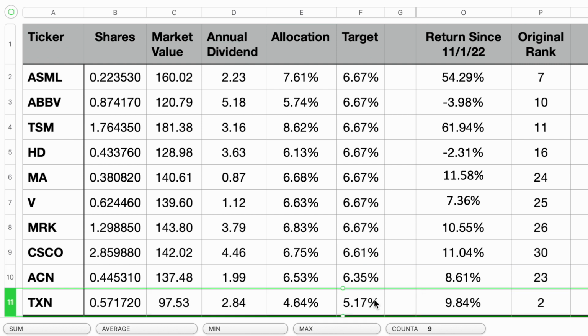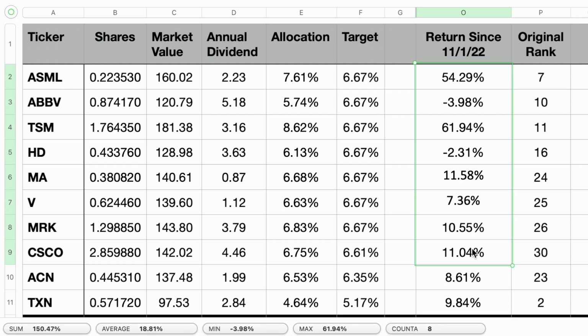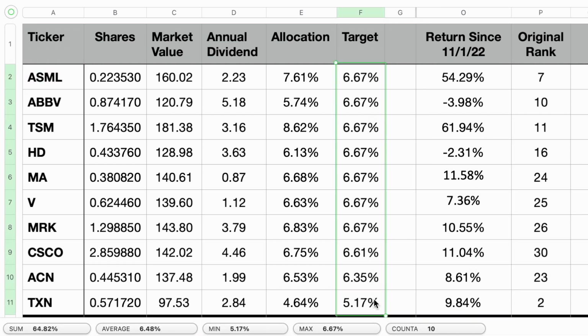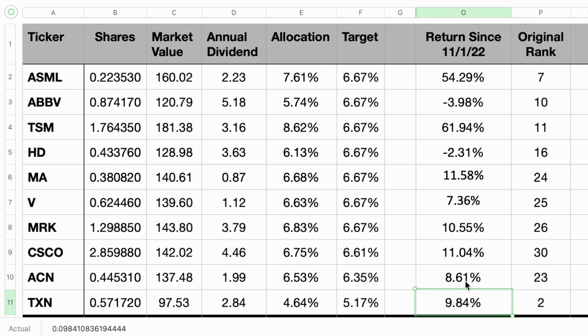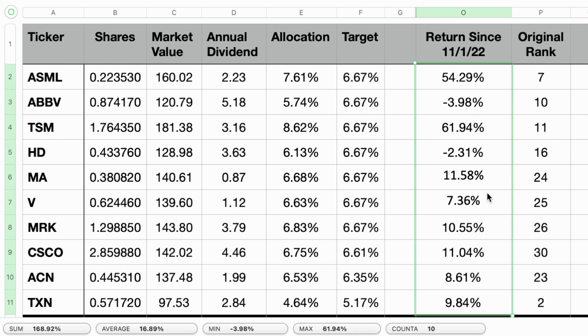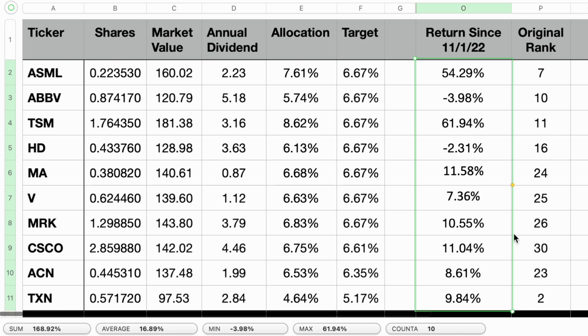Position number 10 is Texas Instruments, that started with a 5.17% allocation and is up 9.84%. The top 10 holdings had an initial allocation of nearly 65%, and their average return since portfolio launch has been 16.89%, which is higher than the actual portfolio return thus far.